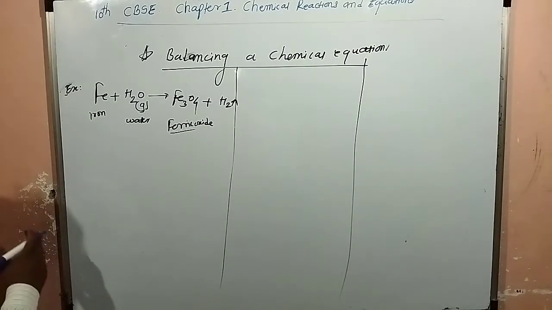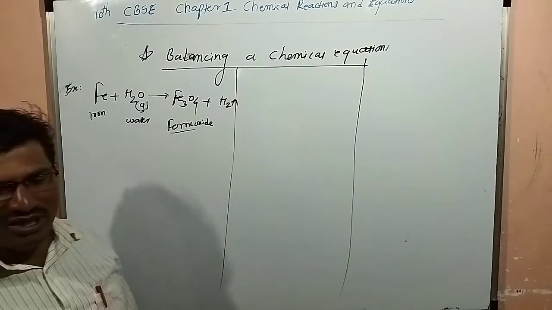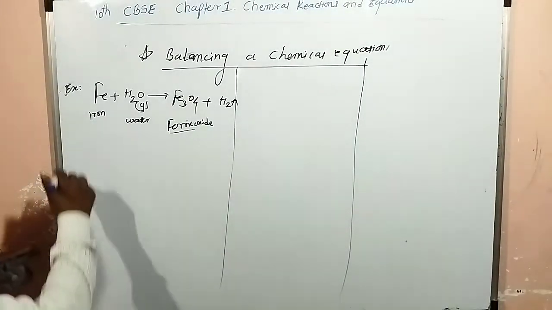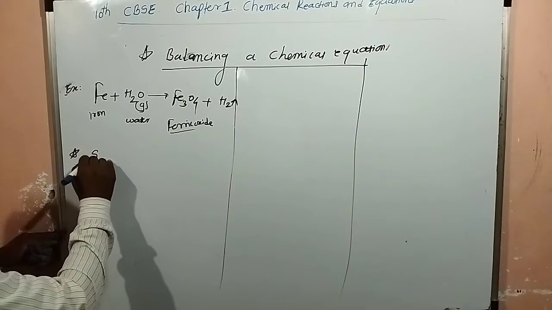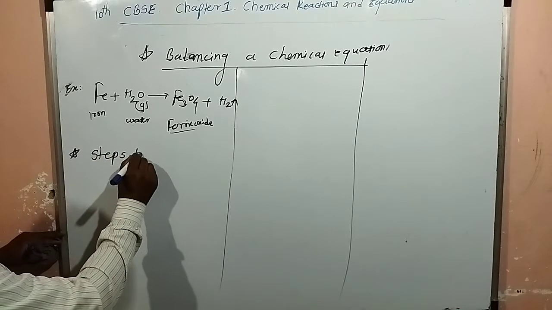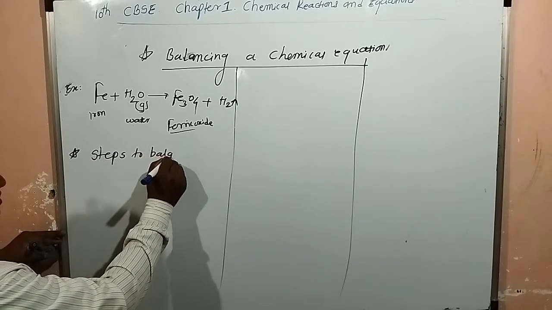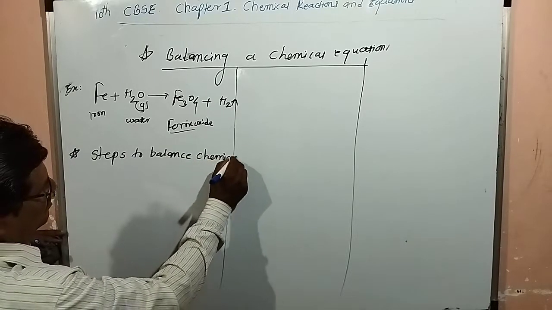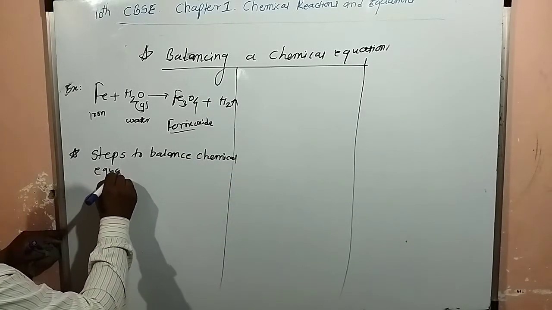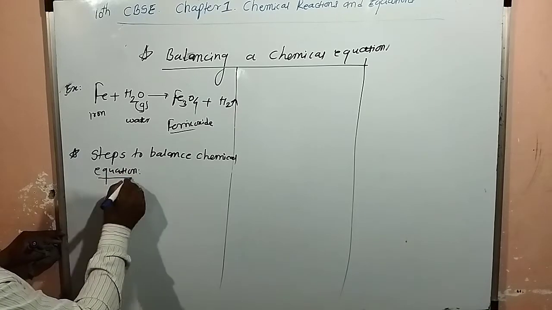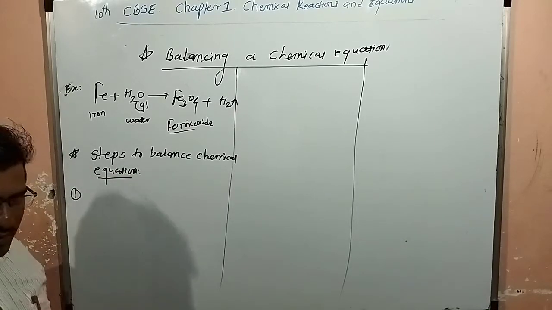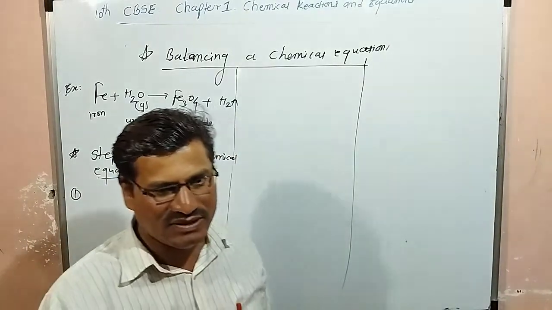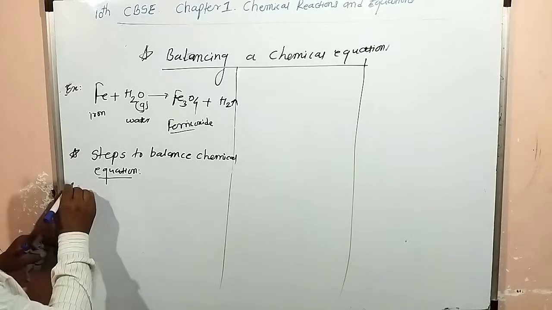So there are some steps to balance the chemical equation. We will take that under the heading steps to balance the chemical equation. And the first step is, you have to write the given chemical equation as it is.